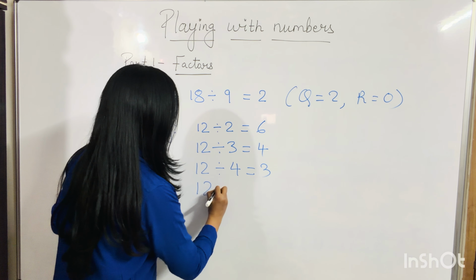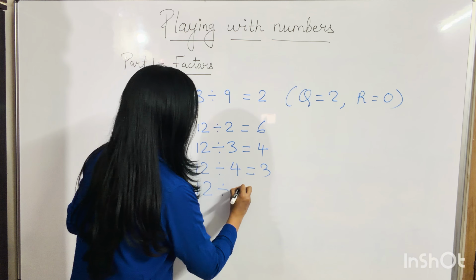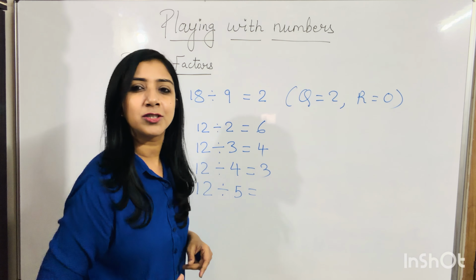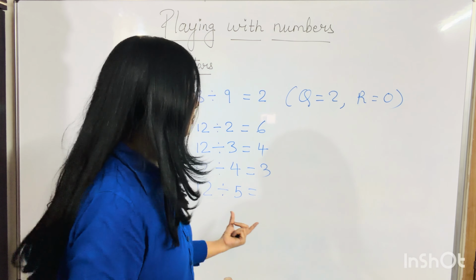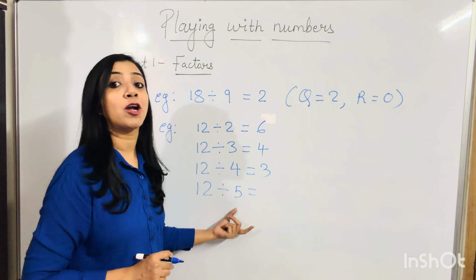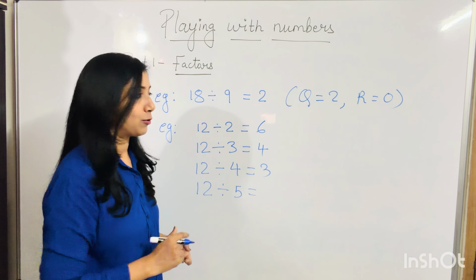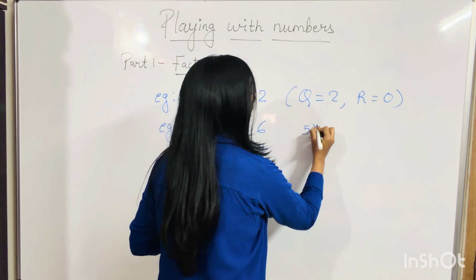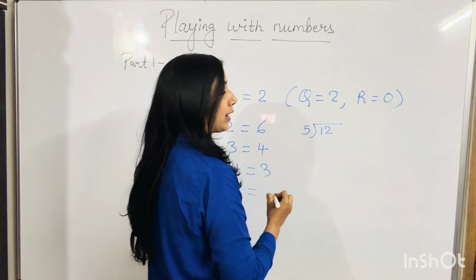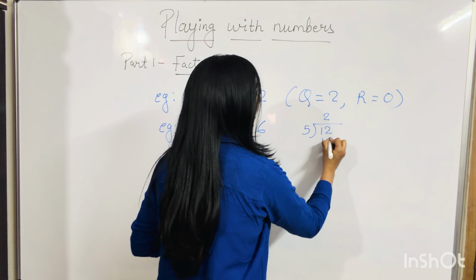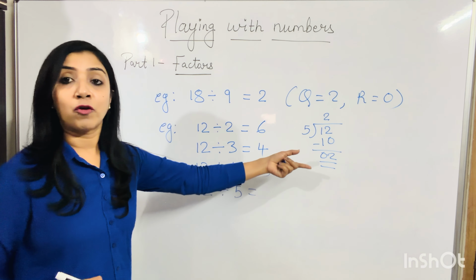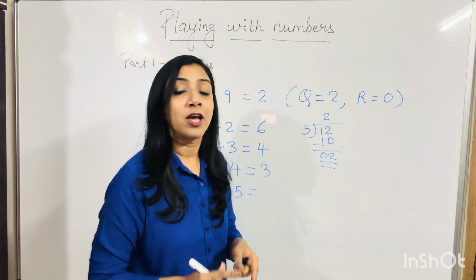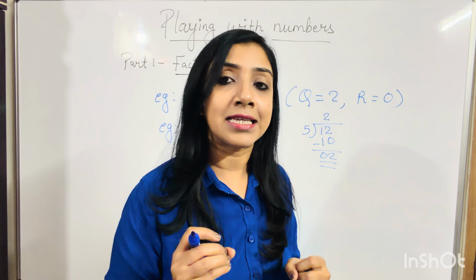If we divide 12 by 5, is it possible, children? No, it's not possible. Why? Because here we will not get remainder as 0. When you divide 12 by 5, 5 times 2 is 10 and your remainder will be 2. So for factors, what is required? Your remainder should be 0.